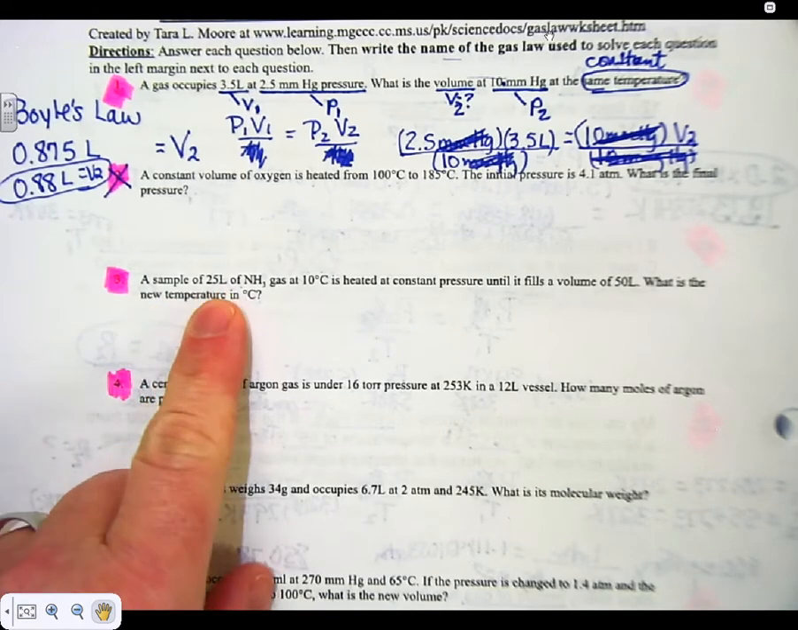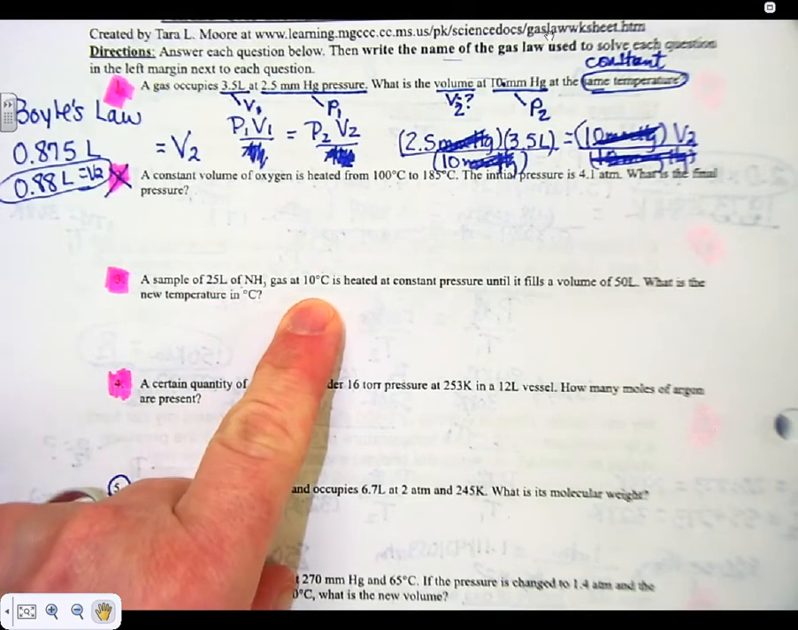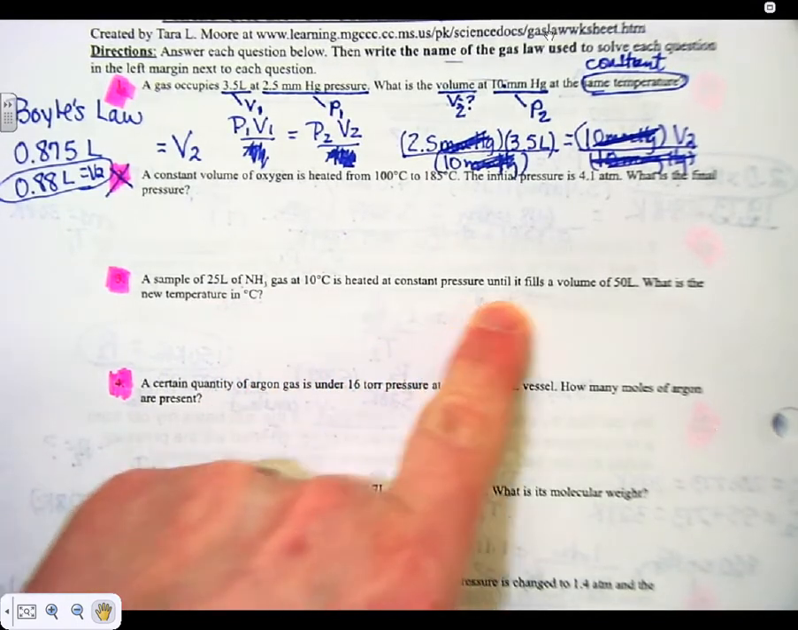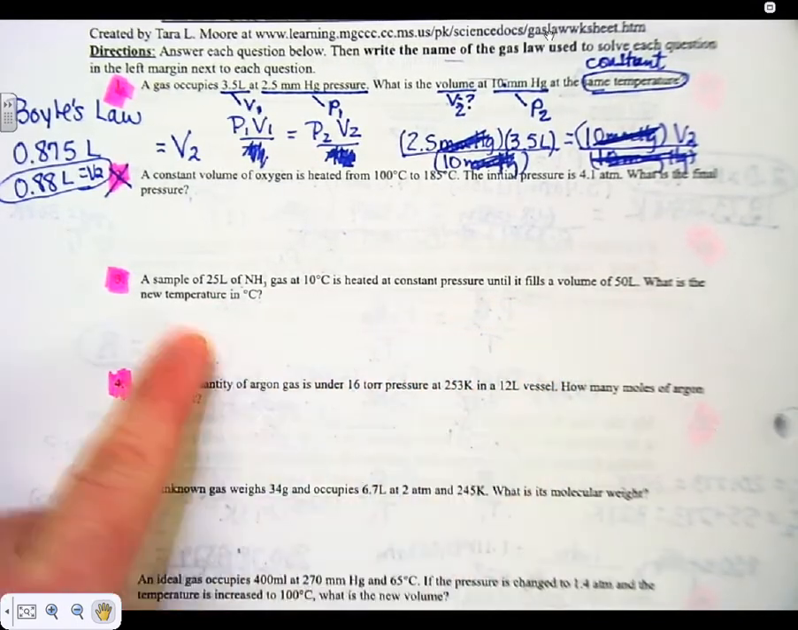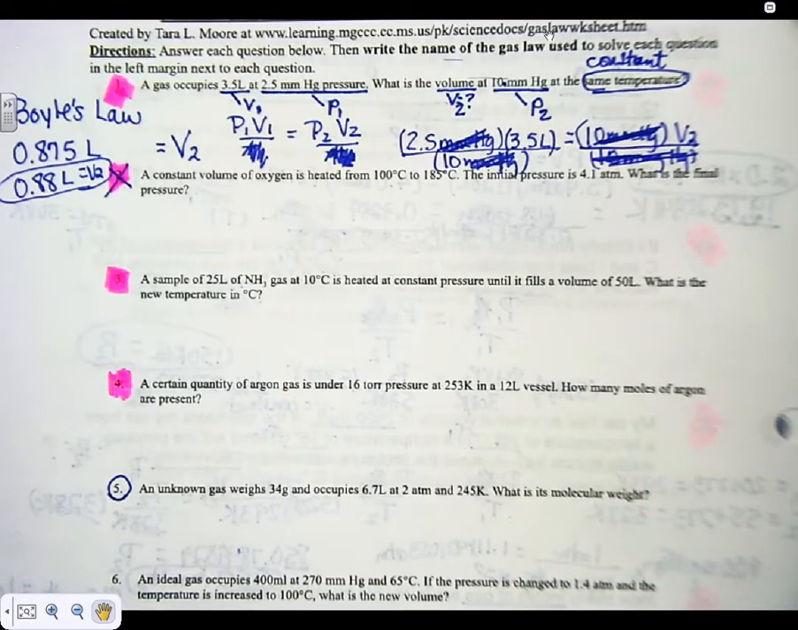A sample of 25 liters of NH3 gas at 10 degrees Celsius is heated at constant pressure until it fills a volume of 50 liters. What is the new temperature in degrees Celsius?